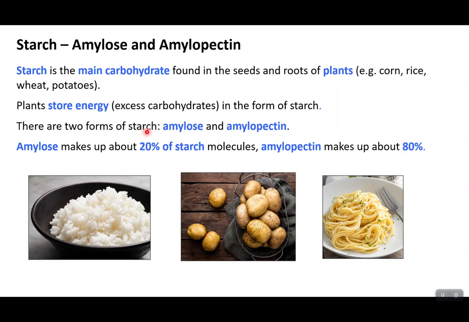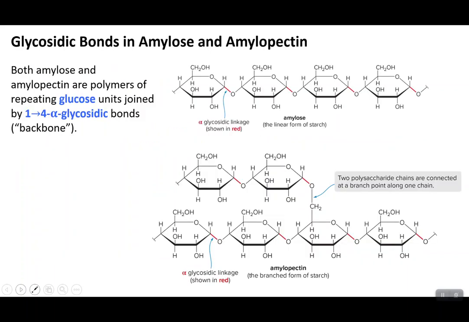So there are 2 forms of starch. There's the amylose and the amylopectin. Amylose will make about 20% of starch molecules, while amylopectin makes the other 80%. All right, so let's look at amylose and amylopectin structure a little bit more closely. First, we need to start by defining the types of glycosidic bonds that exist in both amylose and amylopectin.